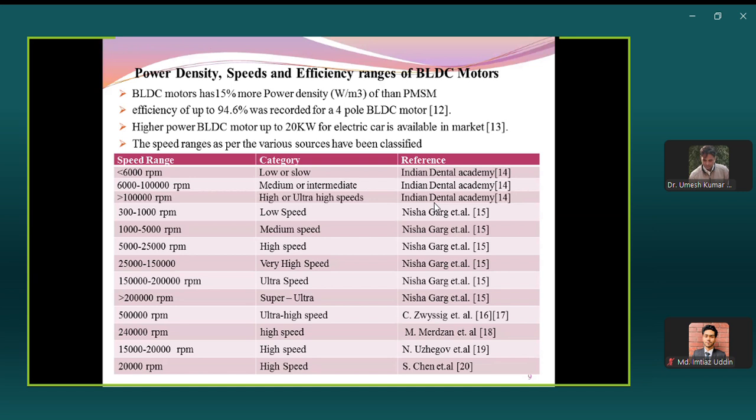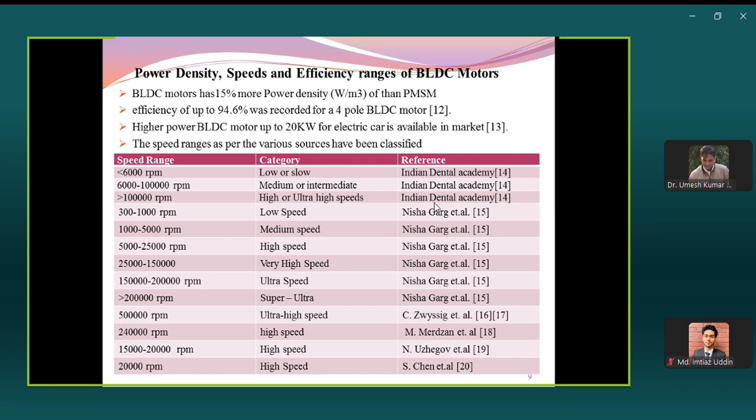Here we have some outlines of the speed ranges of BLDC motors. We can see that 2,40,000 RPM is the speed given in reference 18, which is considered high speed. Various literatures have shown different ranges of speed as low, medium, and high. Some literatures have said the same speed is medium speed, and some have said it is low speed.